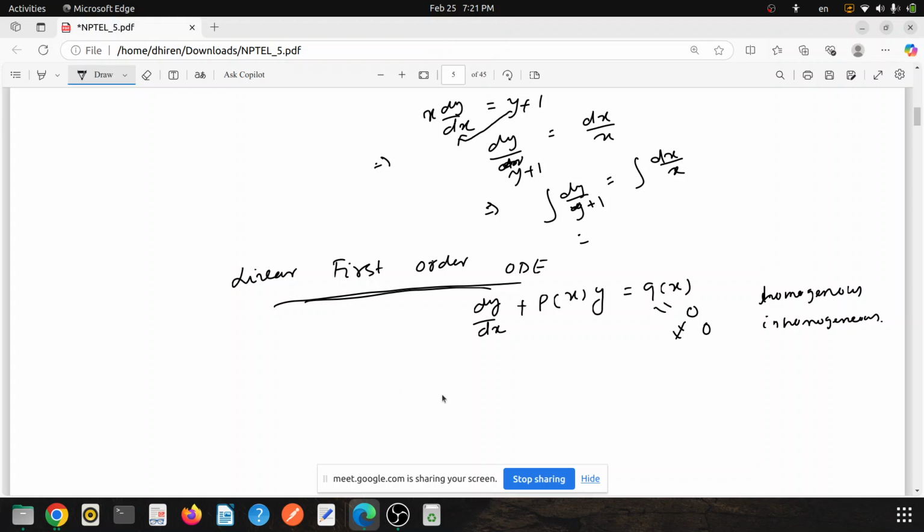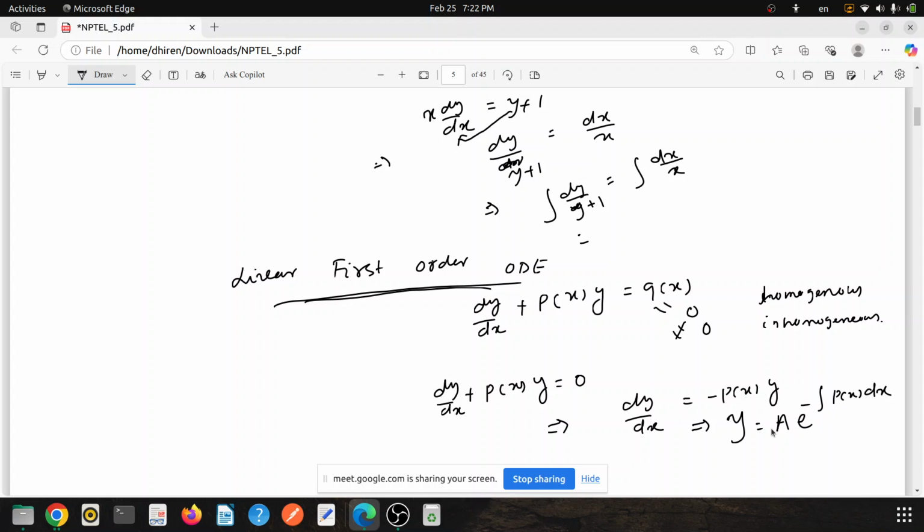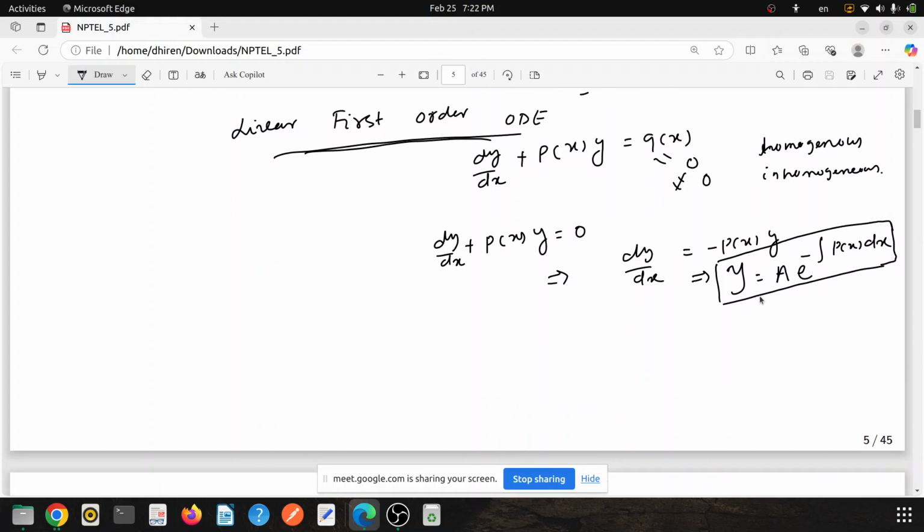Let's check the solution for the homogeneous differential equation. If the differential equation is homogeneous, then q of x is equal to 0. So you can write dy by dx is equal to minus p of x y. Then you can use the variable separable method. So there is a straightforward solution. If you see this kind of differential equation, you can write that y is equal to A e power minus the integration over p of x dx. So this is the most general solution. Later when I solve problems, we'll use these expressions.